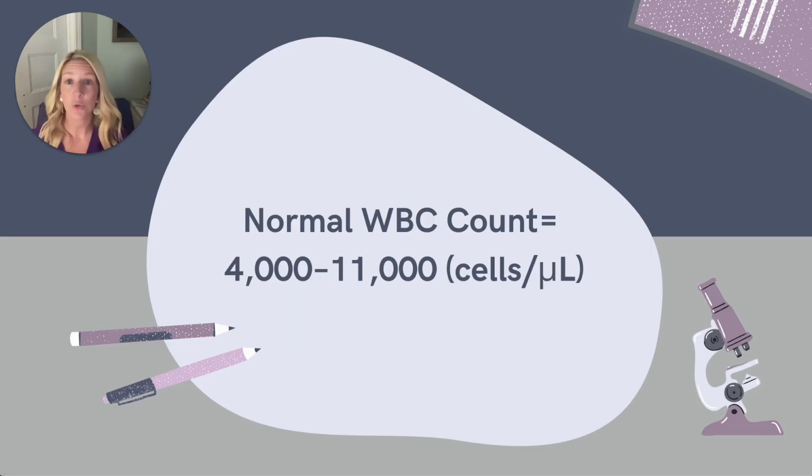First, let's review white blood cells, or WBCs, also known as leukocytes. The normal white blood cell count can vary slightly among different labs, but the general reference range in adults is 4,000 to 11,000 cells per microliter.